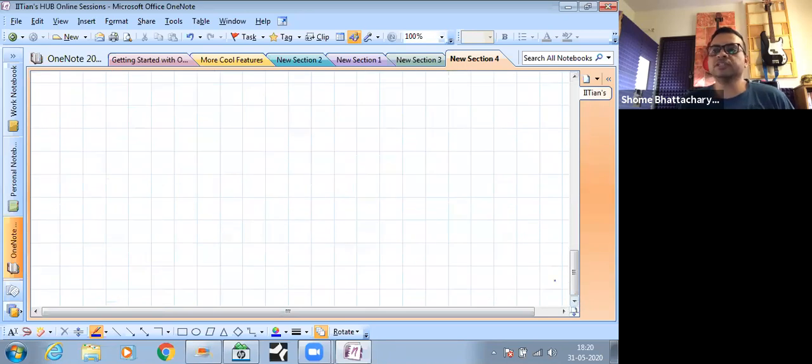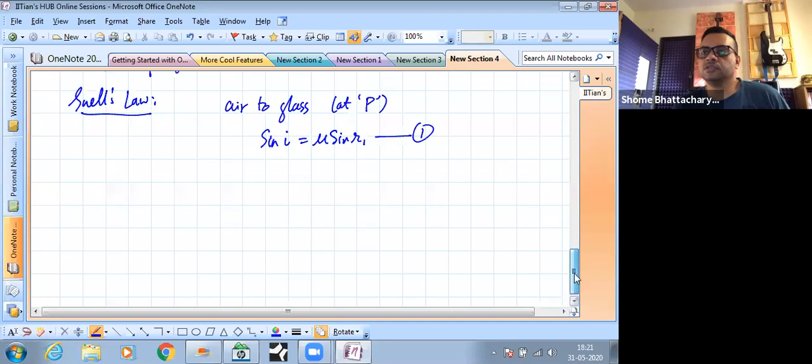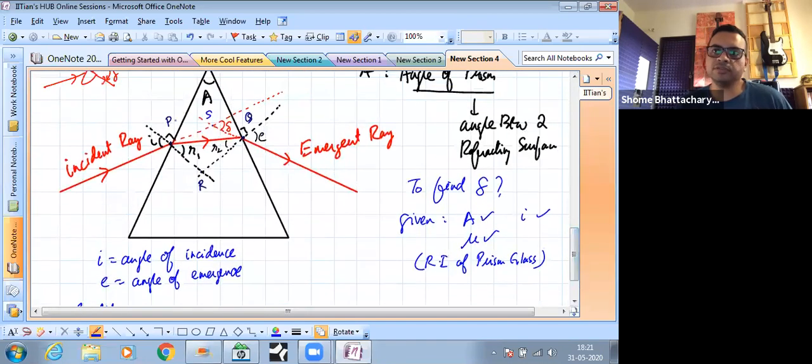So the equations start with the Snell's law applications. So if you look at the Snell's law applications for air to glass at that point P which we had labeled, you will have sine I equal to mu sine R1. Okay, so that's my first equation. Let's just go back to the diagram and understand this. So at the point of incidence P, it's going from air to glass, and I is the incident angle, R1 is the angle of refraction.